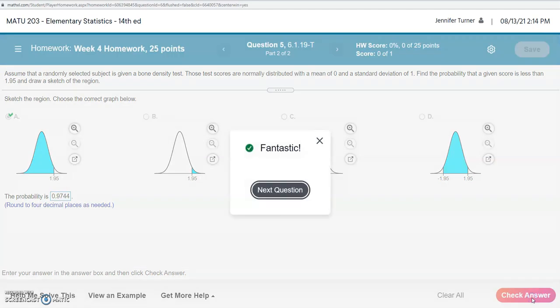In other words, there's a 97.44% chance that someone who was randomly selected would have a bone density of less than that amount.